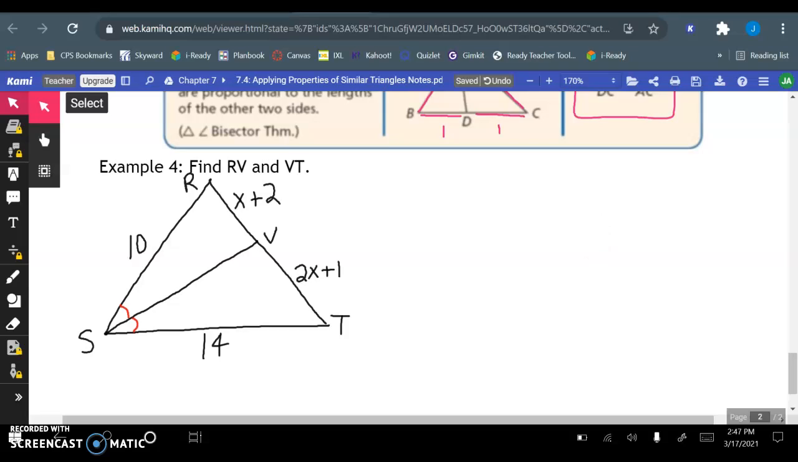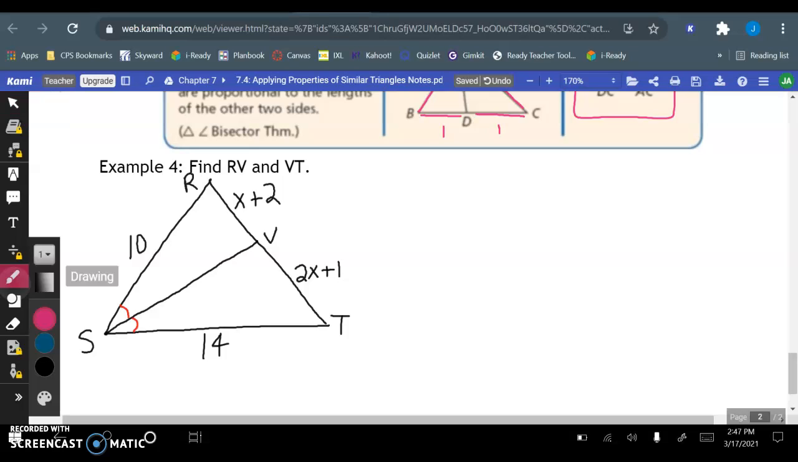So we have to find RV and VT. So this is showing us that we have an angle bisector because it divided that angle in half. And we know we can set up a proportion that x over 2, that RV, over the V to T, so 2x plus 1, is going to be proportional to, we started with that x plus 2, that 10 is on that side, so 10 over 14.